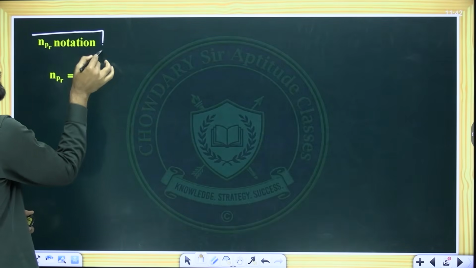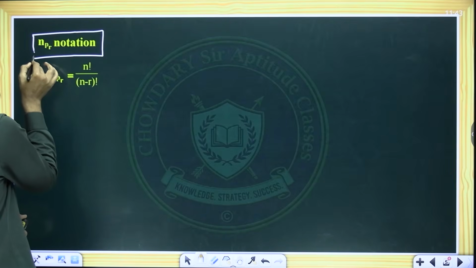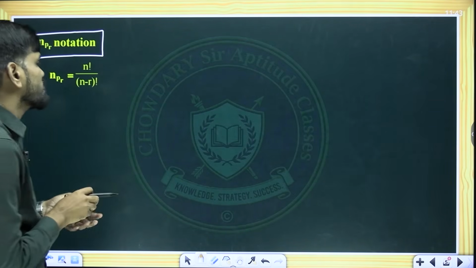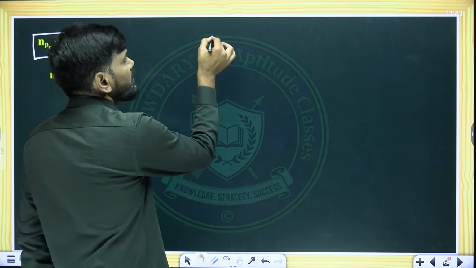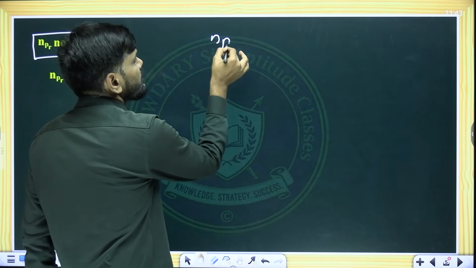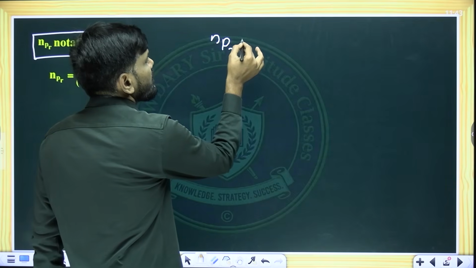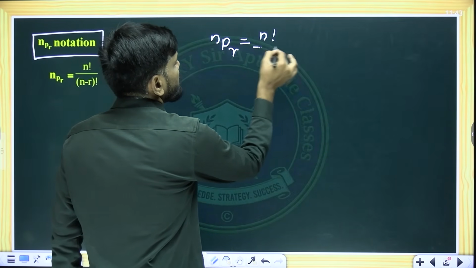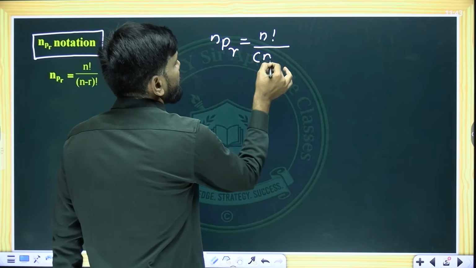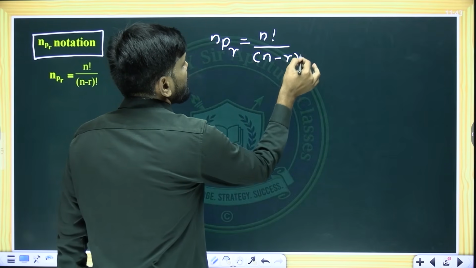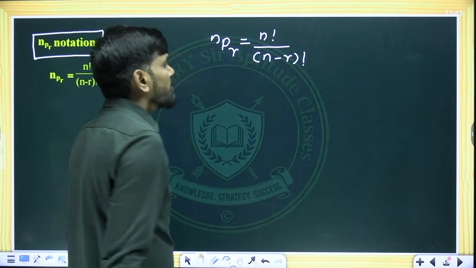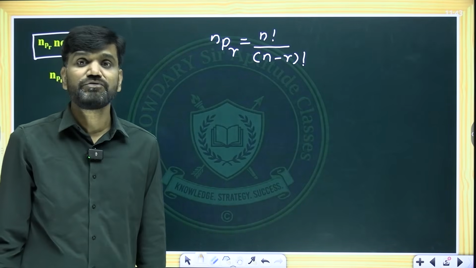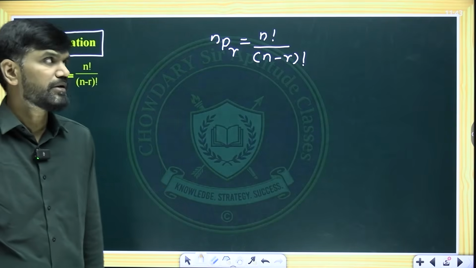NPR notation. The formula of NPR is n factorial by n minus r factorial. That is the formula for NPR.